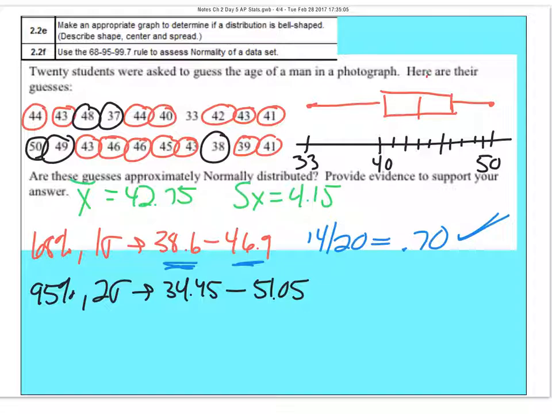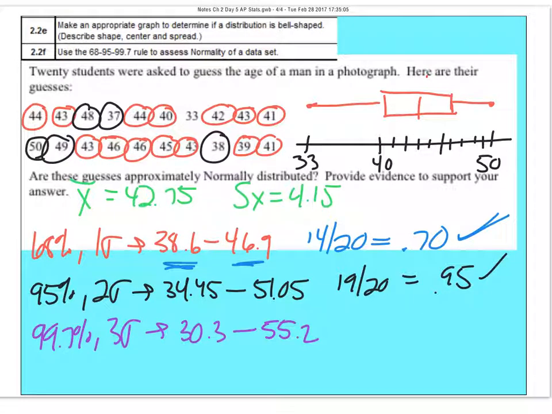And then the last one would be 3 standard deviations away. So if we do 3 standard deviations, 99.7% of the data should sit there. And that range is going to bring us to anything between 30.3 and 55.2, and that will include this last piece of data. So that's going to get us to 100%. So based on the 68-95-99.7 rule, we could say that this data is approximately normal.